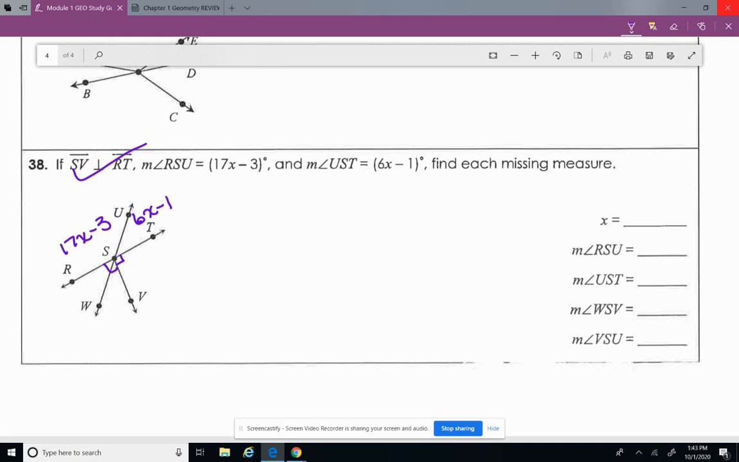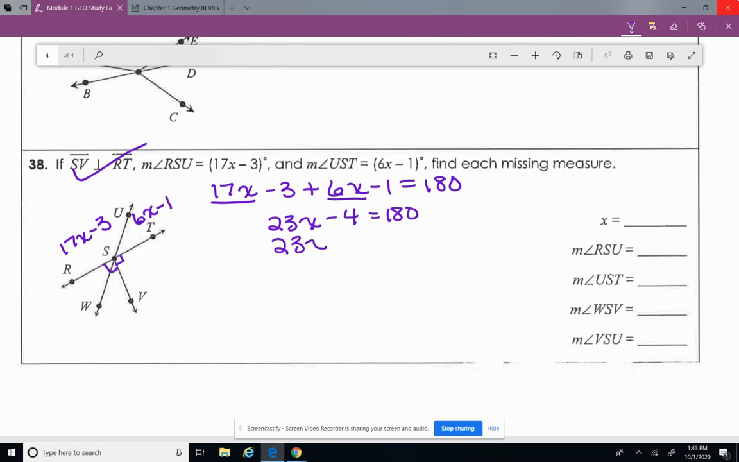Now they want us to find missing measures. So we're just going to take those two, the 17x minus 3 and the 6x minus 1, and set the sum equal to 180 because that's a linear pair and they're supplementary. So 17x and 6x makes 23x, and negative 3 and negative 1 make negative 4. I'm going to add 4 to both sides and get 184. And then I'm going to divide 184 by 23. So x is 8. So I'm going to come over here and put 8.